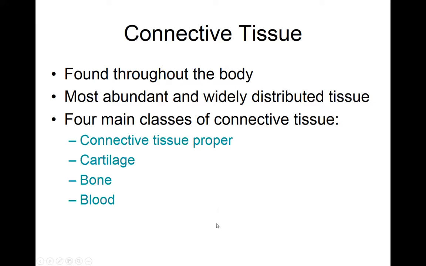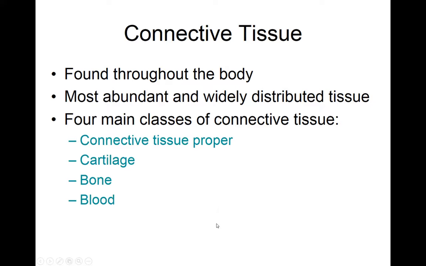Now we divide connective tissue up into these 4 classes. Okay, so we have what I call connective tissue proper. So I just write CTP when I write it out. Connective tissue proper, an example would be like tendons and ligaments. Those are composed of connective tissue proper. Okay? It's a really tough connective tissue.